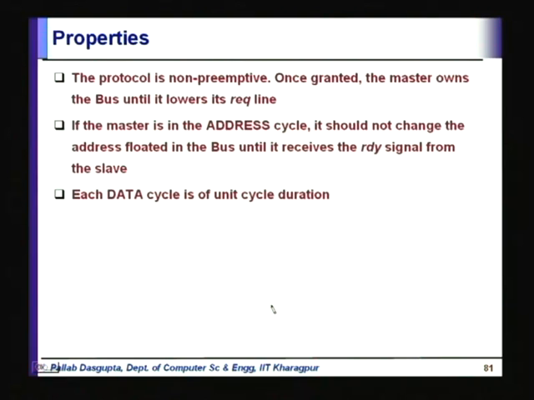Suppose we want to write these properties. The first property says that the protocol is non-preemptive. Once granted, the master owns the bus until it lowers its request line. So, we will see how to code this property. The second property says that if the master is in the address cycle, it should not change the address floated in the bus until it receives the ready signal from the slave. And the third property says each data cycle is of unit cycle duration. Now, let us try to code this in SVA.